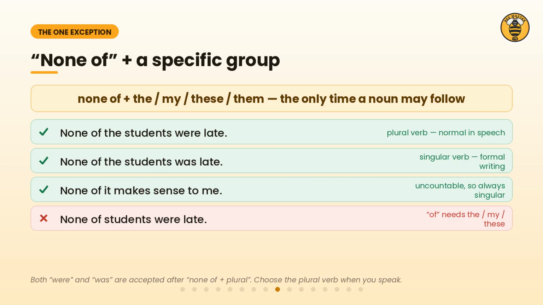One thing is not optional. If the idea is uncountable, the verb is always singular. None of it makes sense to me. And do not drop the determiner. None of students were late is not correct. It must be none of the students.